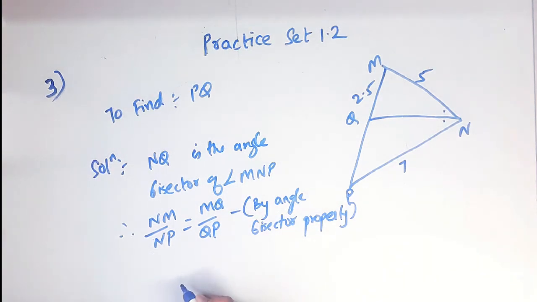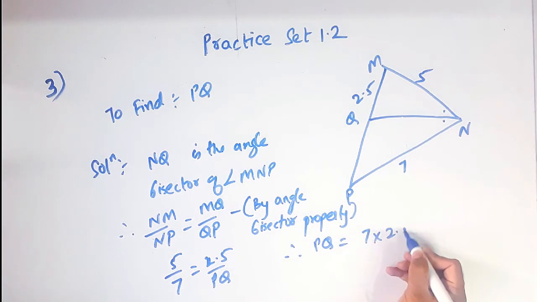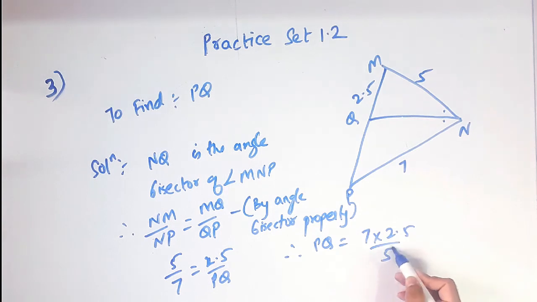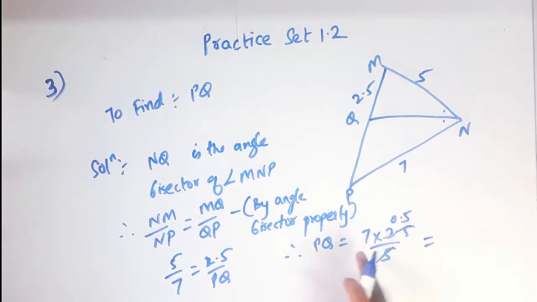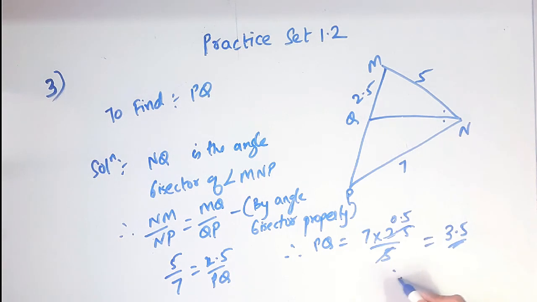So we will substitute now. NM is 5, NP is 7, MQ is 2.5, and PQ we have to find. Therefore, cross multiplication: 7 into 2.5 upon 5. Now 5 5s are 25, so instead of 5 I'll put 0.5 because it is 2.5. Now what is 7 into 0.5? 7 5s are 35, so I'll write 3.5. Therefore PQ is equal to 3.5.